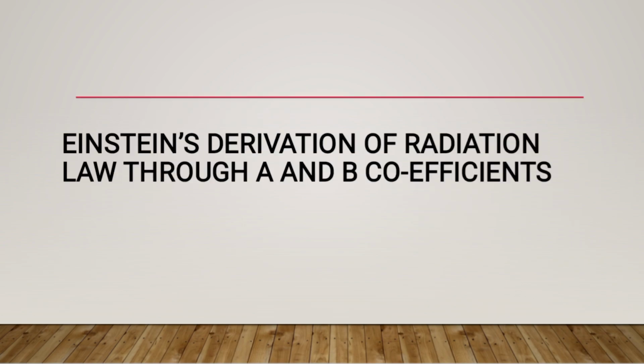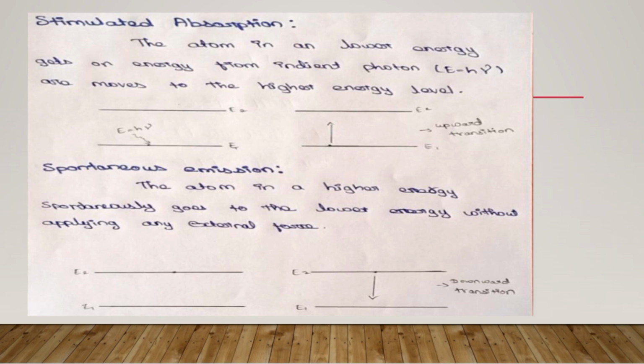Einstein's derivation of the radiation law through A and B coefficients. Stimulated absorption: the atom in a lower energy level gets energy from an incident photon, E is equal to hν, and moves to the higher energy level.